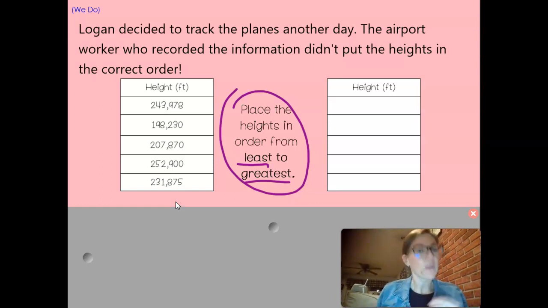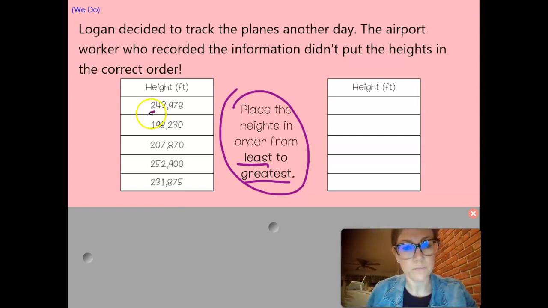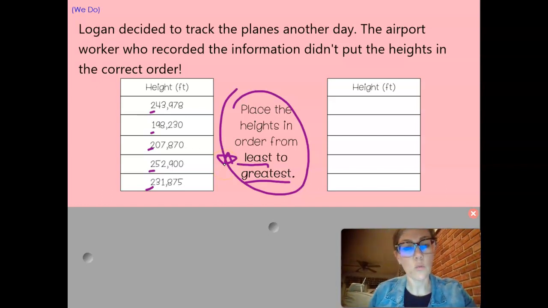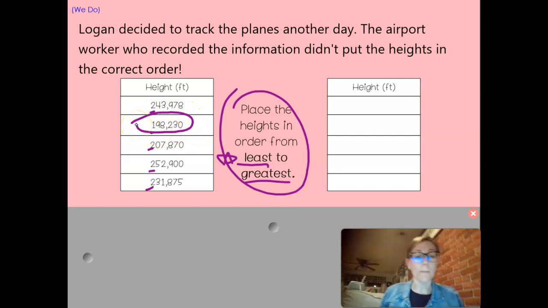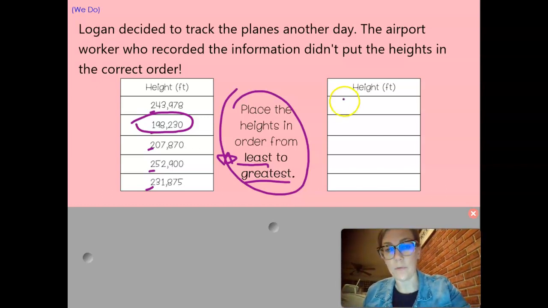Second strategy: look at the first digit in every single number. A 2, a 1, a 2, a 2, and a 2. Remember, we're looking for the least to greatest. Does something stick out to you here? Awesome. The one with the 1 in the front must be the least because it's the only number that has a digit of 1 in the front. So I'm going to put that at the top of my list and then cross it out after I write it.